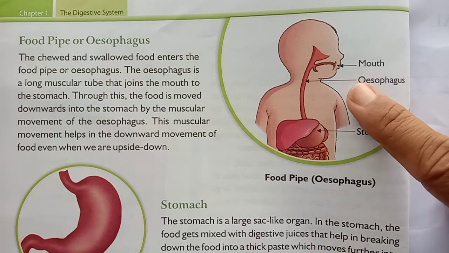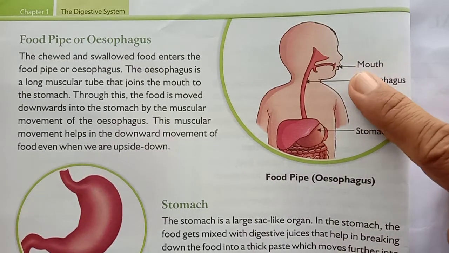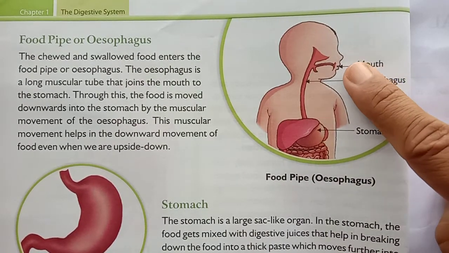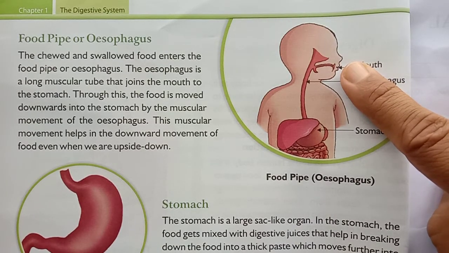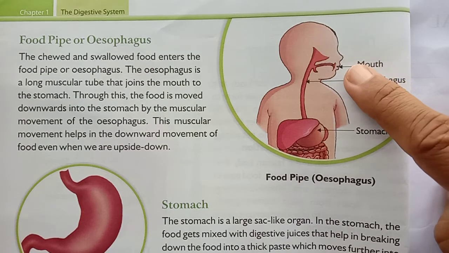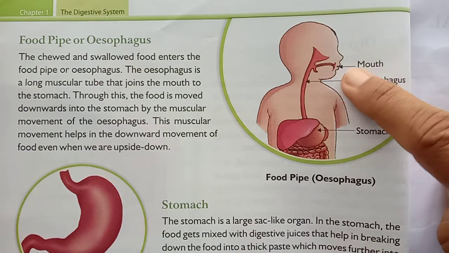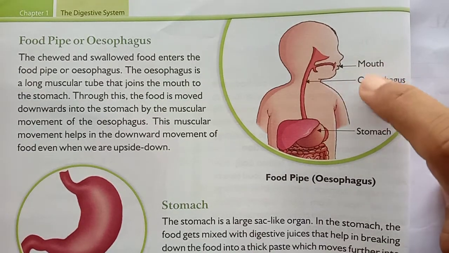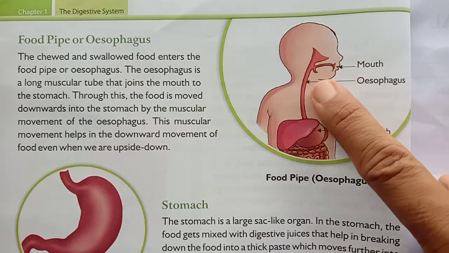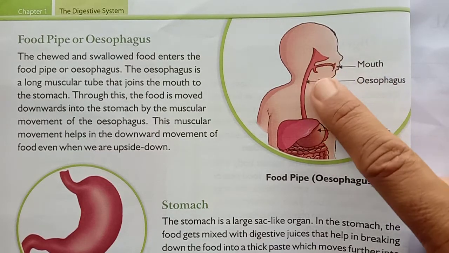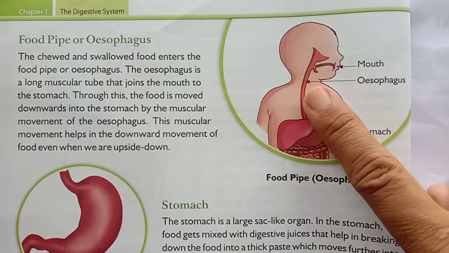We can see here the digestive system process starts from the mouth. As I explained yesterday, in the mouth we chew with the help of our teeth and tongue. The tongue helps to swallow and taste. After chewing, we swallow the food, and that food enters through this esophagus. This is called the esophagus, and about this we will learn today.